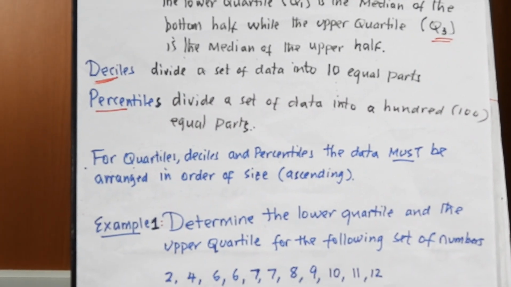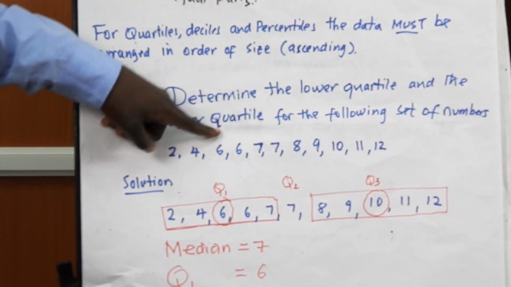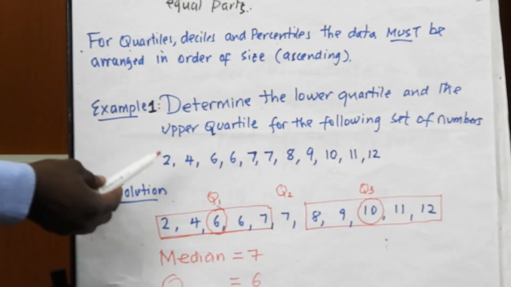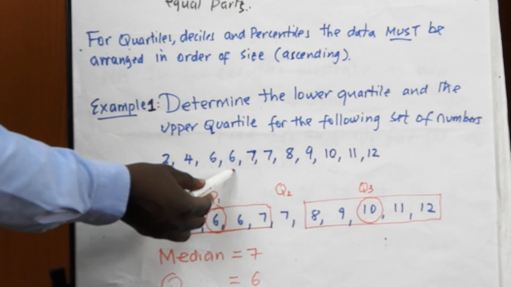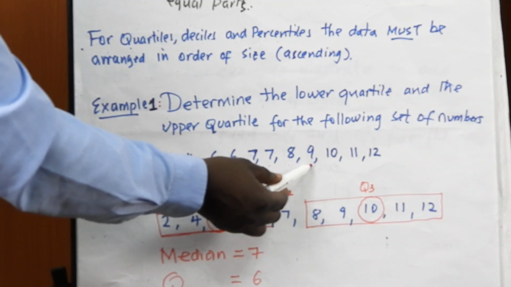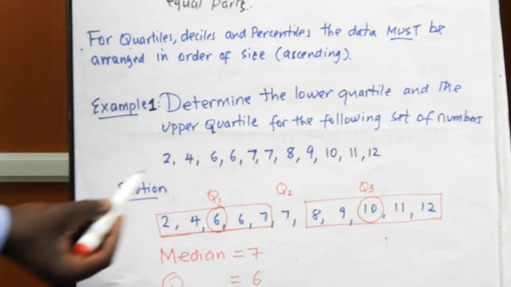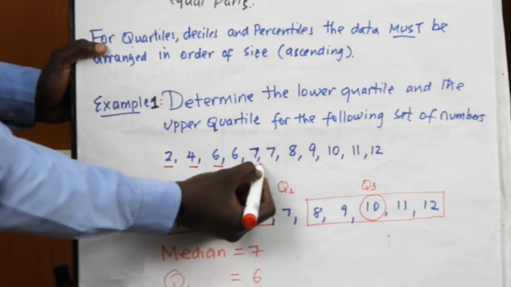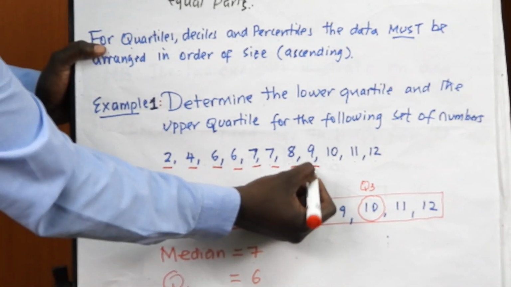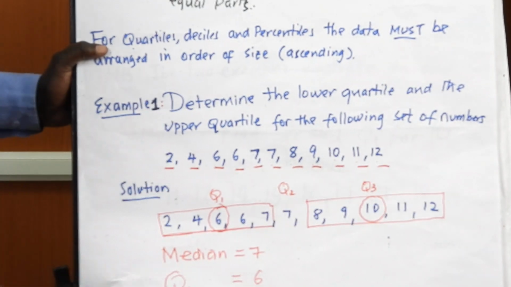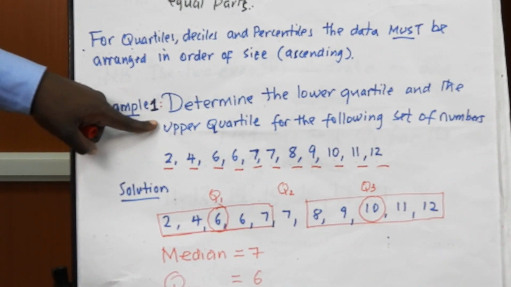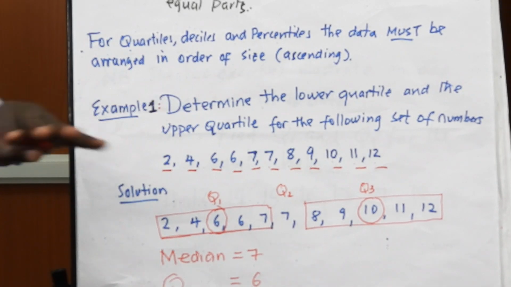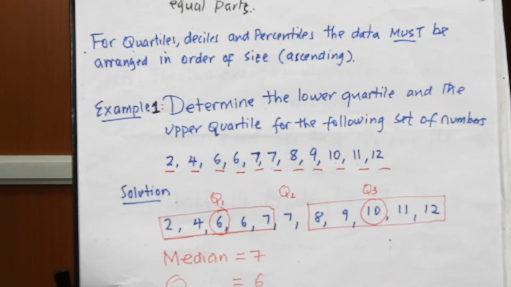For example, determine the lower quartile and the upper quartile for the following set of numbers. The set is 2, 4, 6, 6, 7, 7, 8, 9, 10, 11, and 12. If we count them, this is 1, 2, 3, 4, 5, 6, 7, 8, 9, 10, and 11. There are 11 in total, so we divide them into 2. Already they are arranged in ascending order, so no need to rearrange them.